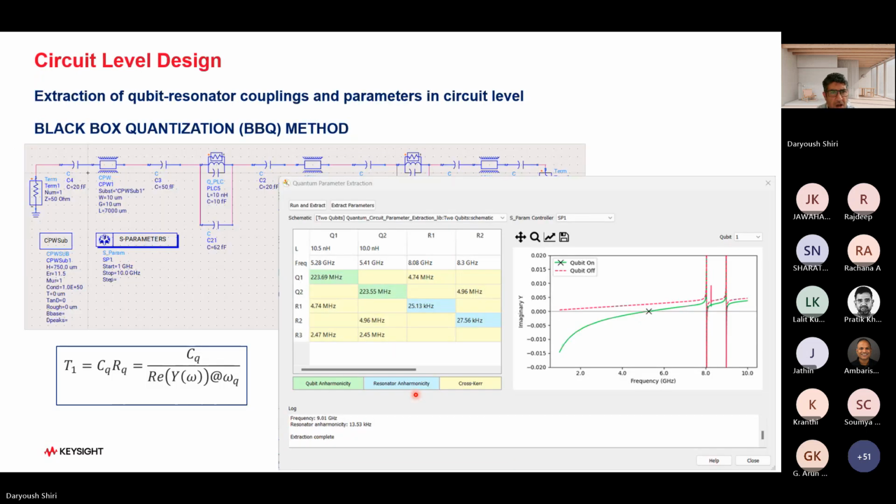And also, you can treat the qubit as just a port, an RLC port, and from this port, you look at other parts of the circuit. You look at how the impedance or admittance looks from the real part of it. For example, from the admittance at the qubit frequency, you can extract the lifetime of the qubit, which is nothing but the RC lifetime of the qubit. And this is based on a method called black box quantization, which is implemented here. So this kind of simulation is also possible.